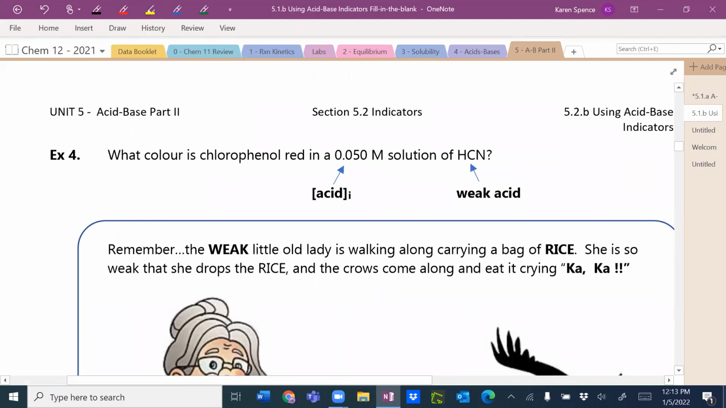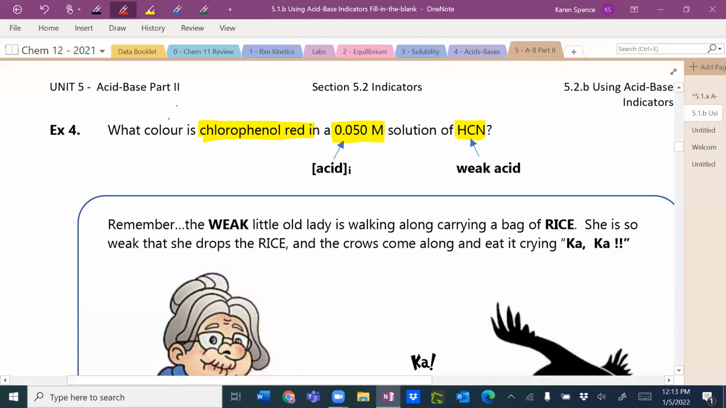What color is chlorophenol red in a solution of 0.5 molar HCN? Now remember, if you want to find the color of an indicator, you need to find the pH.